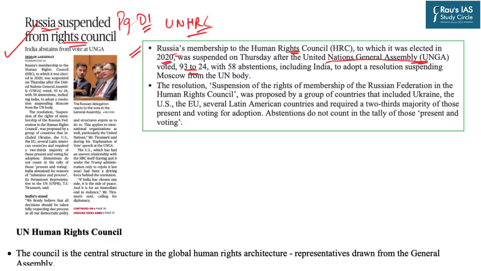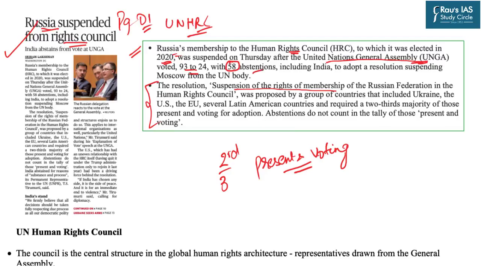But an important point in this regard is that the suspension of the rights of membership requires a two-third majority of those present and voting. But as you can see, 58 member countries remained absent. They abstained from voting in the UNGA, and that is why these 58 members will not be counted in present and voting, because they were not present.